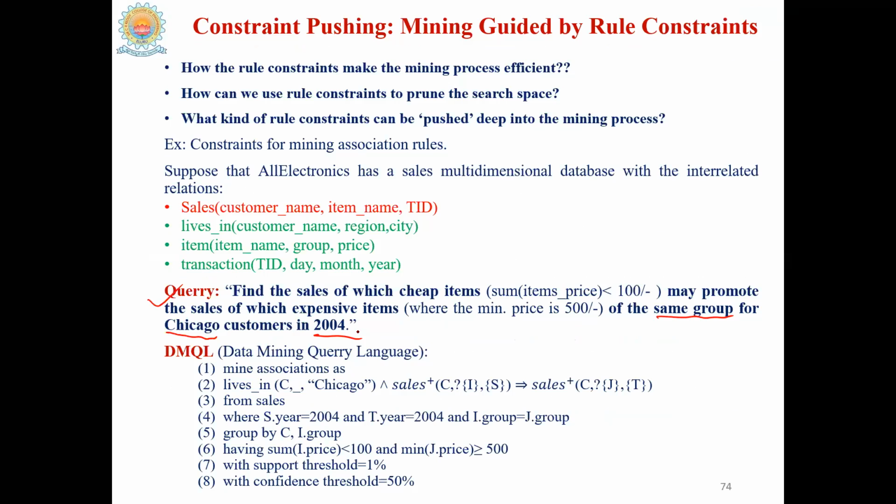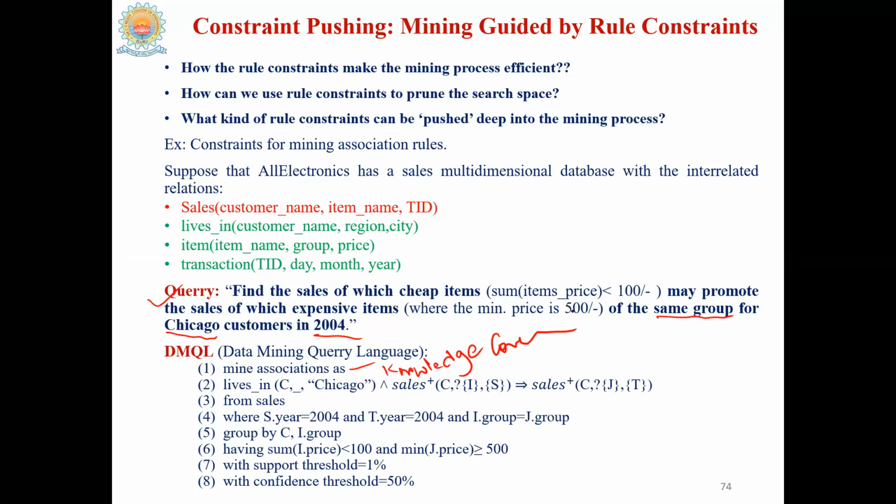So, coming to the knowledge type, if you observe the first line here, it indicates that we need to mine the association rule. So we can conclude that this represents the knowledge type constraint.